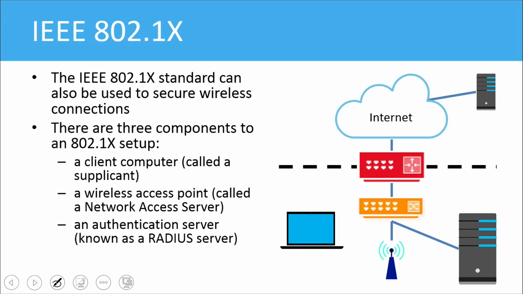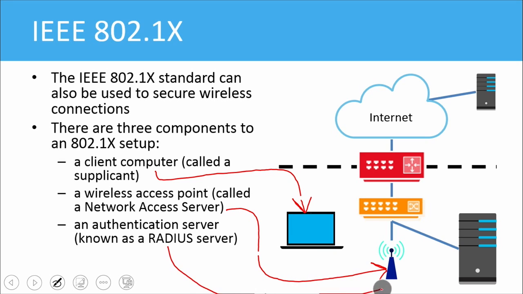Lastly here, we're going to talk about 802.1X. It's a standard that's used to secure wireless communications. There are just three basic components within this type of setup, and you'll be able to see all these components over here on the right-hand side of this graphic. First, you've got a client computer called a supplicant. Then you have a wireless access point, which is called a network access server. And then you have a RADIUS server, which is going to be responsible for authentication.